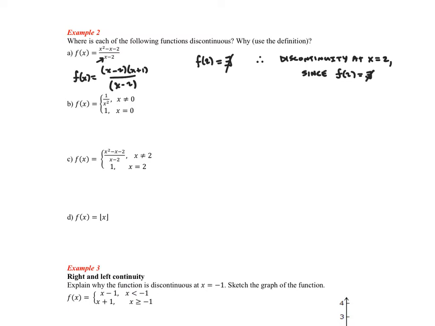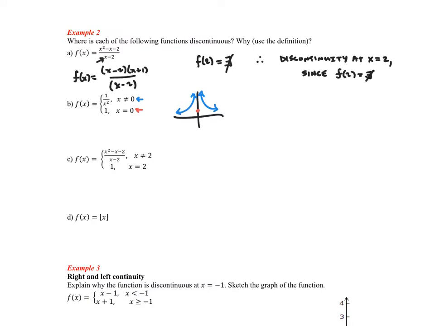Okay, let's look at part B. F of x equals 1 over x squared when x is not equal to 0, and 1 when x equals 0. I'm going to say that there's a discontinuity when x equals 0, and I'm going to show you graphically why that is. So 1 over x squared, I'm going to put that in blue. It's going to look like this. And 1 when x equals 0 will look like that.